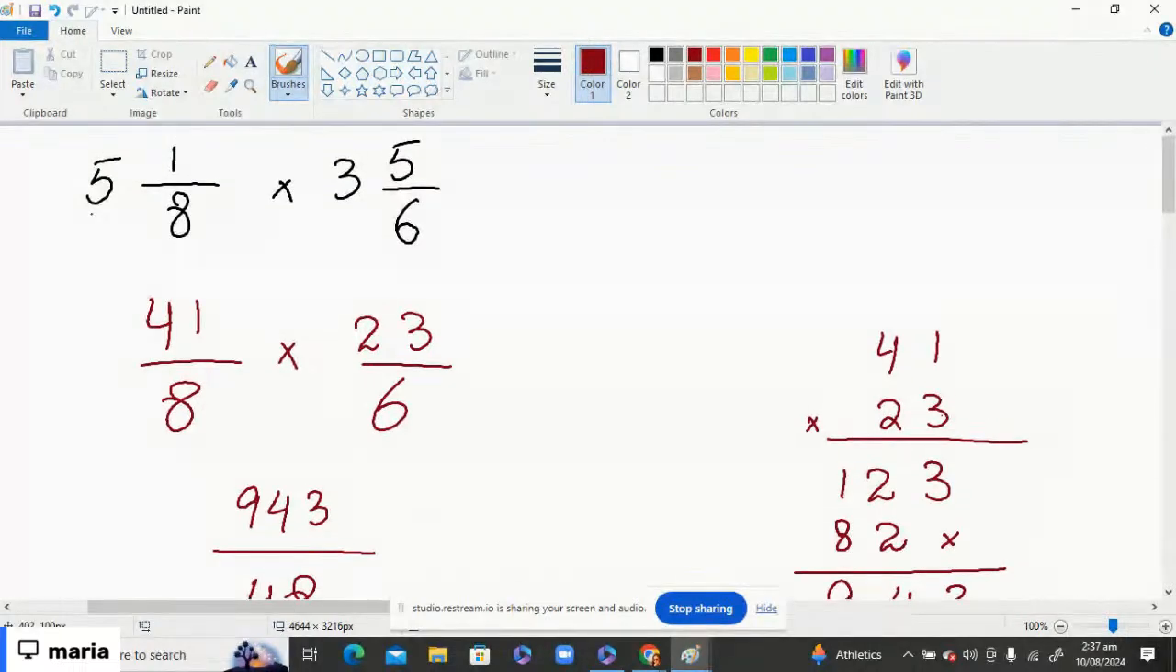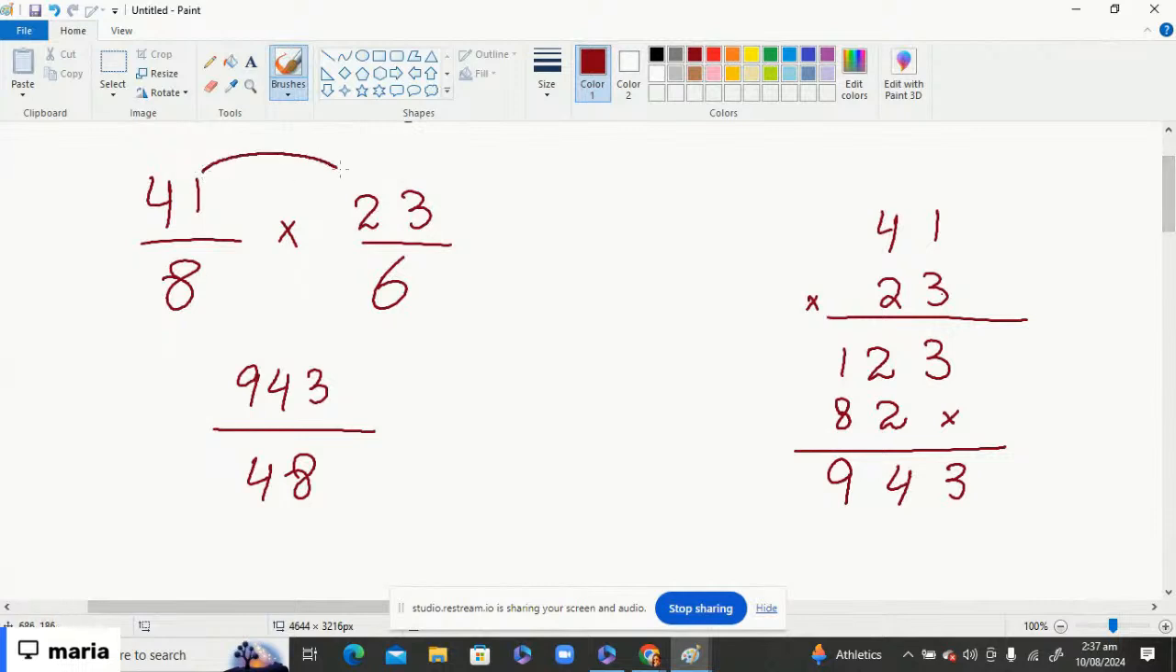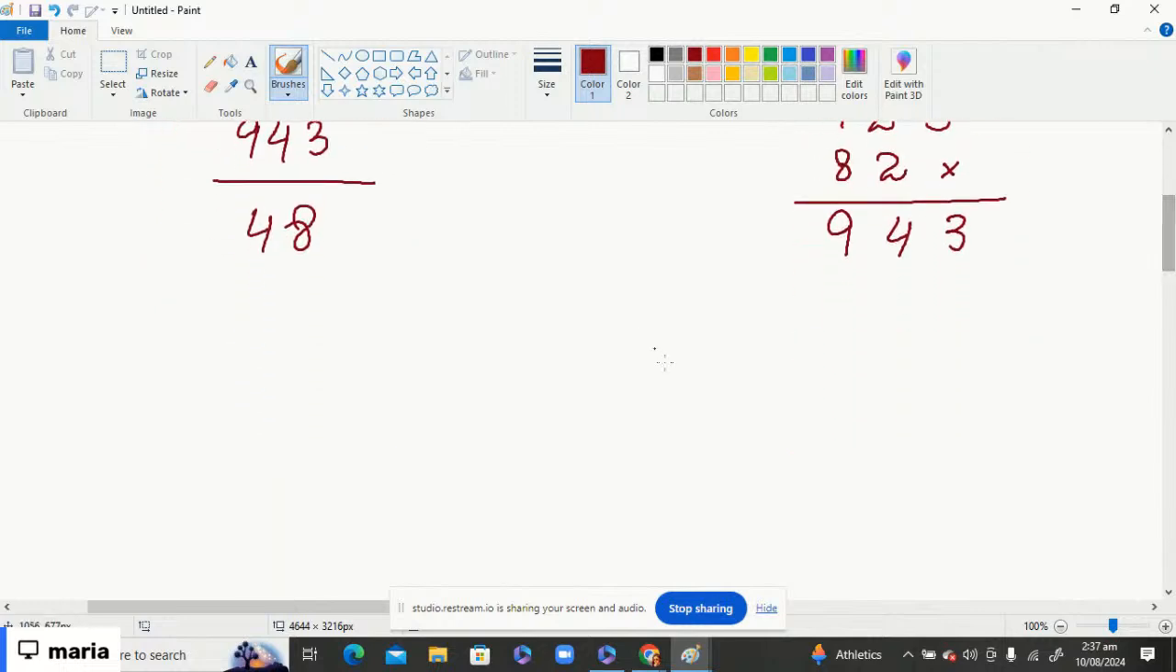Understand? What is the method of the question? First of all, we are going to convert the mixed fractions into improper fractions. Look at here, these are the improper fractions. Then multiply their numerators with each other and multiply their denominators. That is 943 over 48. Let's check. 943 divided by 48.